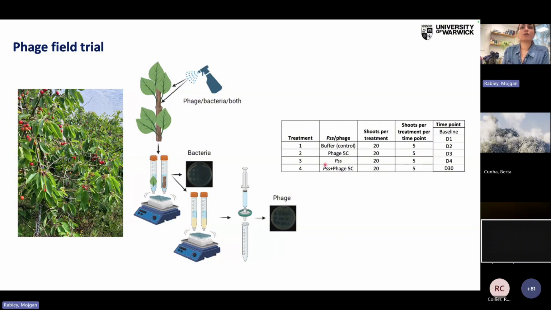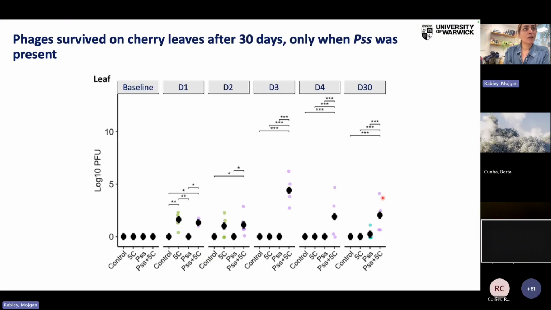So our treatments included buffer, phage, PSS, and PSS and phage. We had 20 shoots per treatment and 5 shoots per time point, and we collected samples at different time points. What I'm showing you here is just the plaque forming unit count of phage. You could see at baseline, we don't have any native phages against PSS. And then from here, we started the experiment when we applied PSS and phage, and we have different treatments.